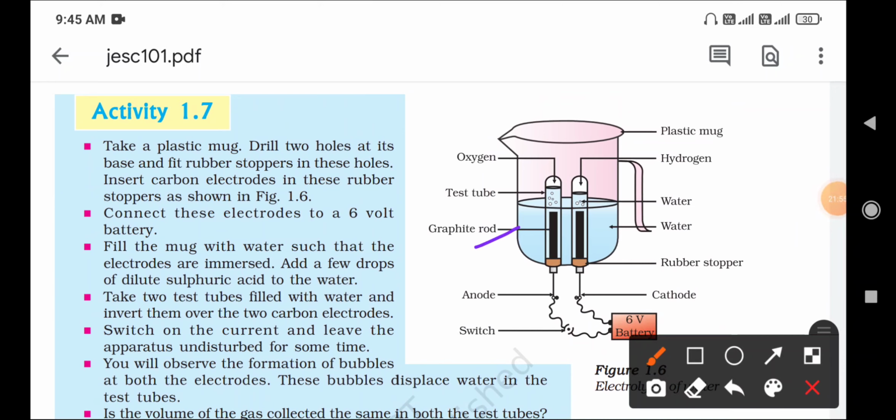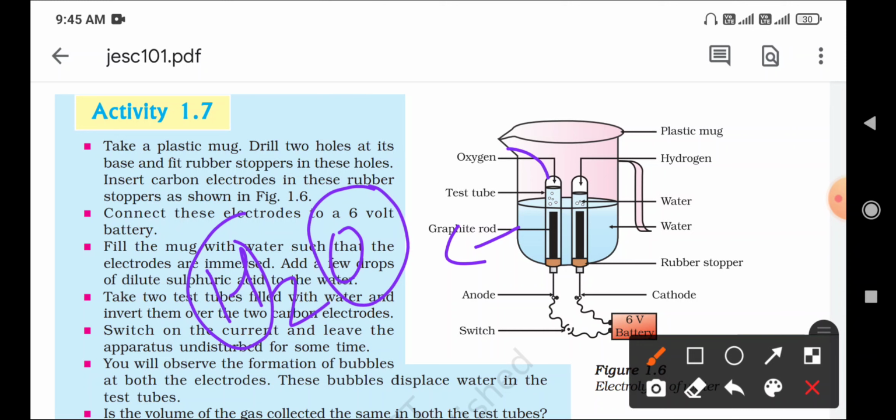So what is the formula of water? We can write H2O, correct? The formula of water is H2O. So on passing electricity, the water is split up into 2 gases. One is hydrogen gas and the other one is oxygen gas. So one test tube contains hydrogen gas, another test tube contains oxygen.